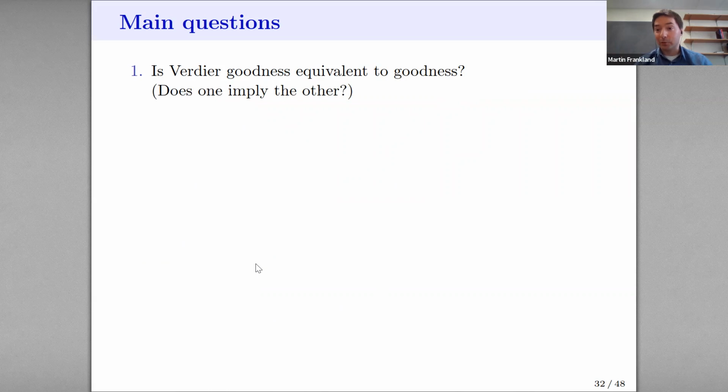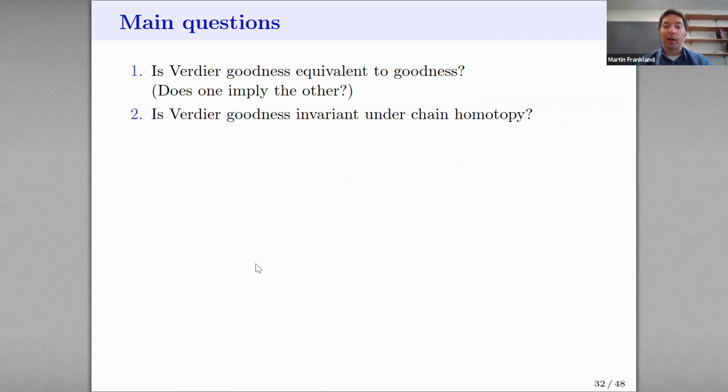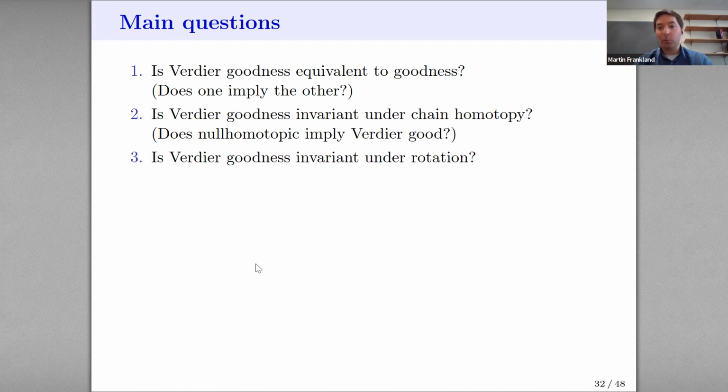So those are the questions we would love to answer in full generality. Are the two notions equivalent? Or at least is one stronger than the other? Does one imply the other? Based on the examples we have so far in the partial results, it seems like goodness would imply Verdi goodness, but even that is not completely obvious. And is Verdi goodness invariant under chain homotopy? There's some evidence for that, but is it always the case? Or at least if a map is null homotopic, does it have to be Verdi good? That would be a weaker form of chain homotopy invariance, but a useful one nonetheless.